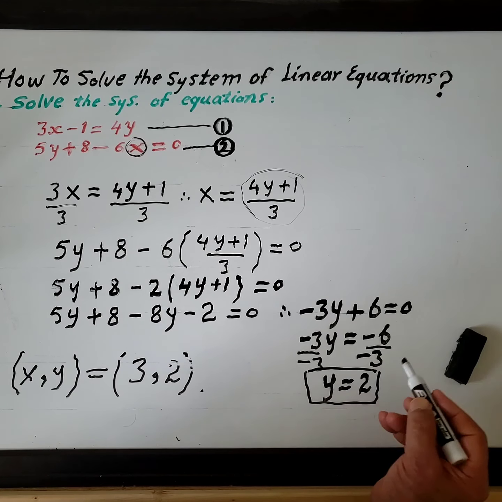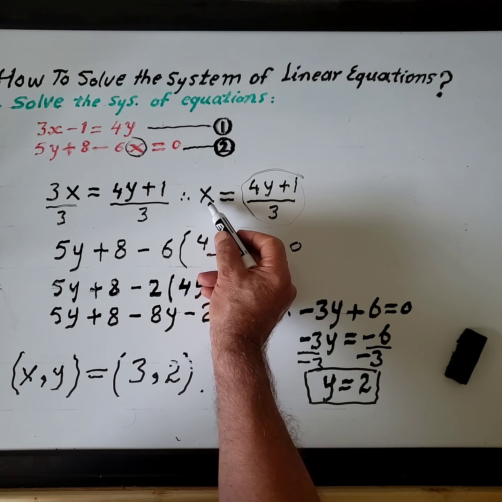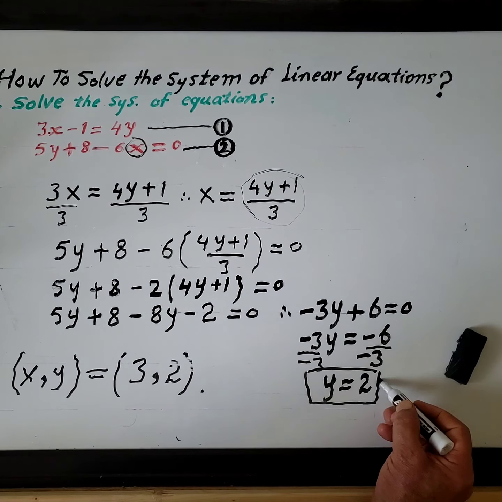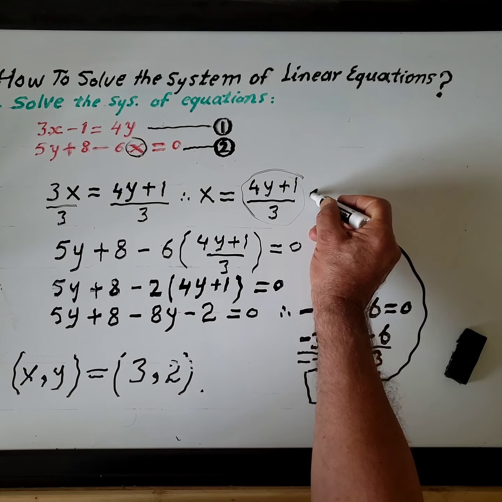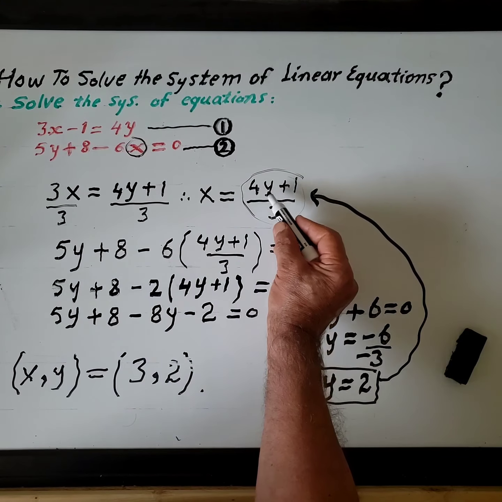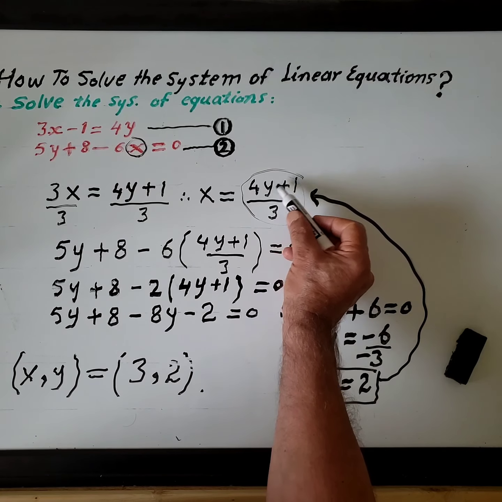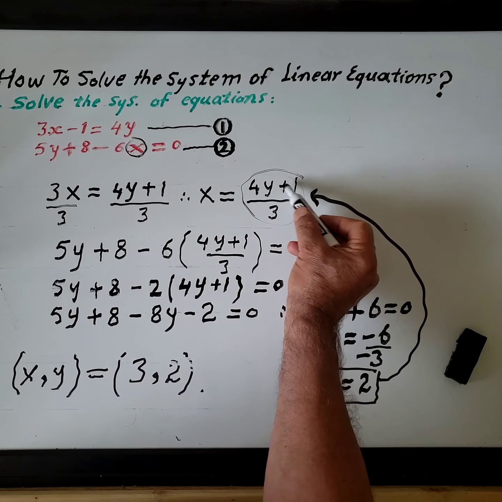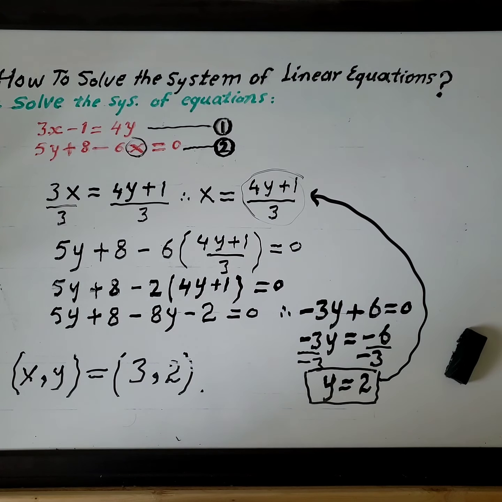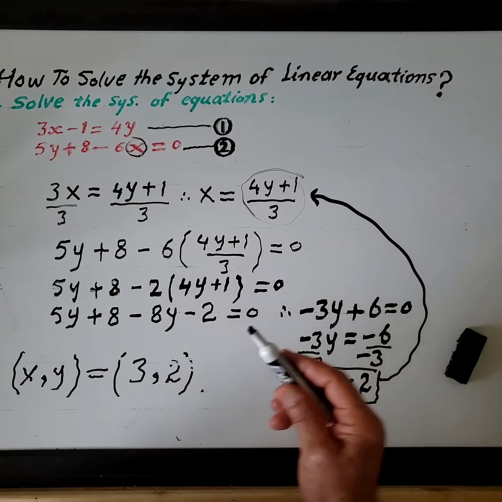take it and again make substitution about x here or in any other equation. By substituting the y in this equation, you will find x is equal to 4 times 2 plus 1, that means 8 plus 1, that means 9, 9 over 3, that means 3. So x will be 3, which is the same value we got from the first method.